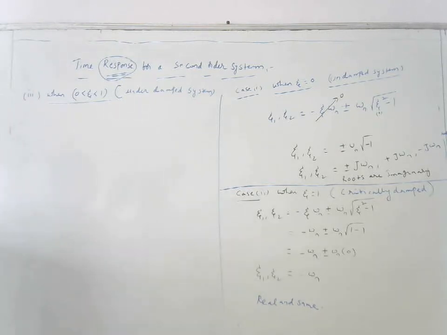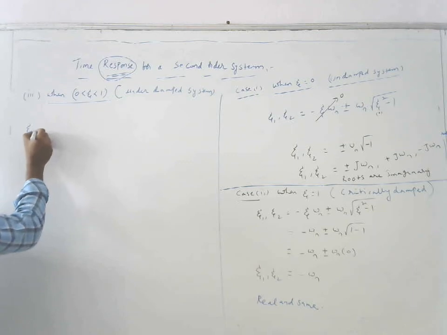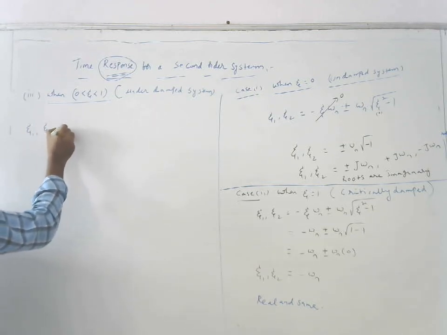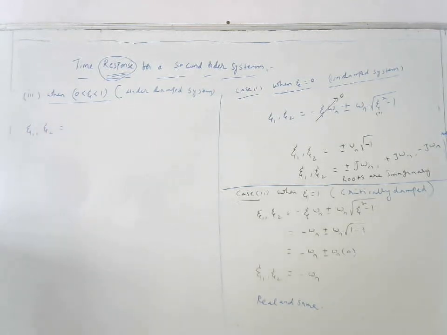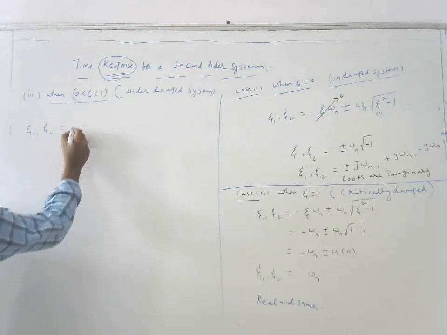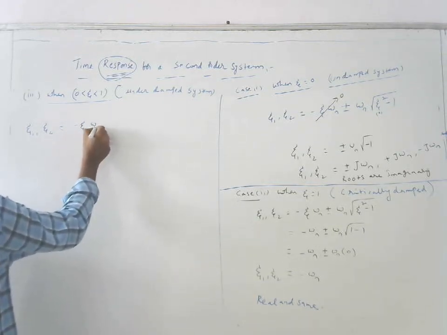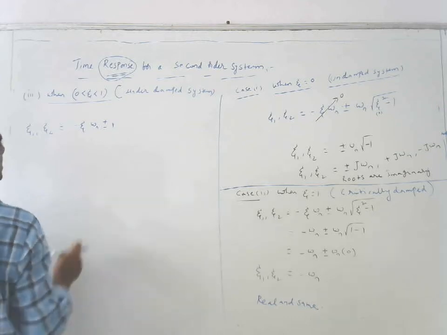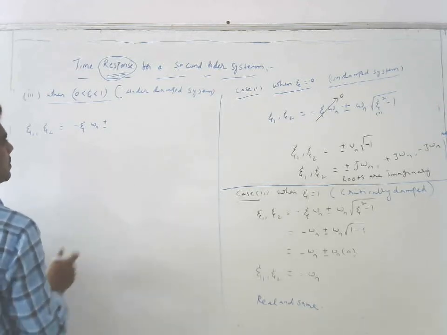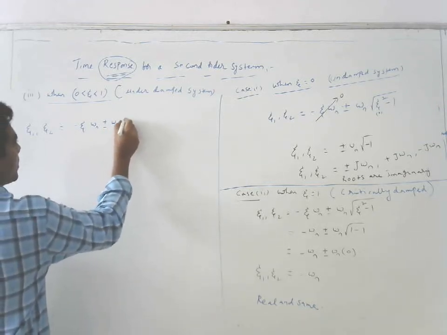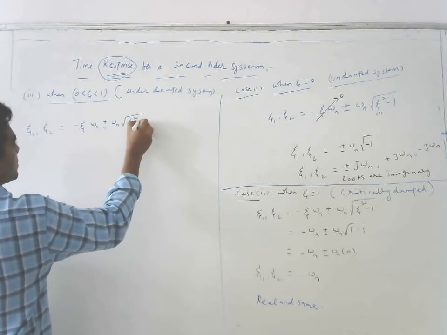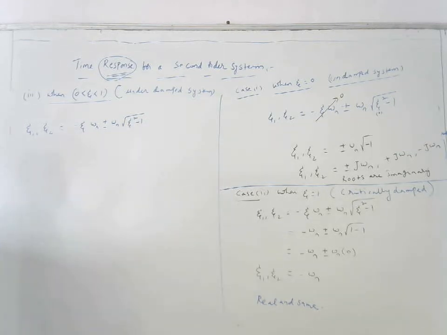Underdamped system. What will happen? The value of zeta is in between 0 and 1. The roots are minus zeta omega n plus or minus omega n into square root of zeta square minus 1. Actually, these are the roots.